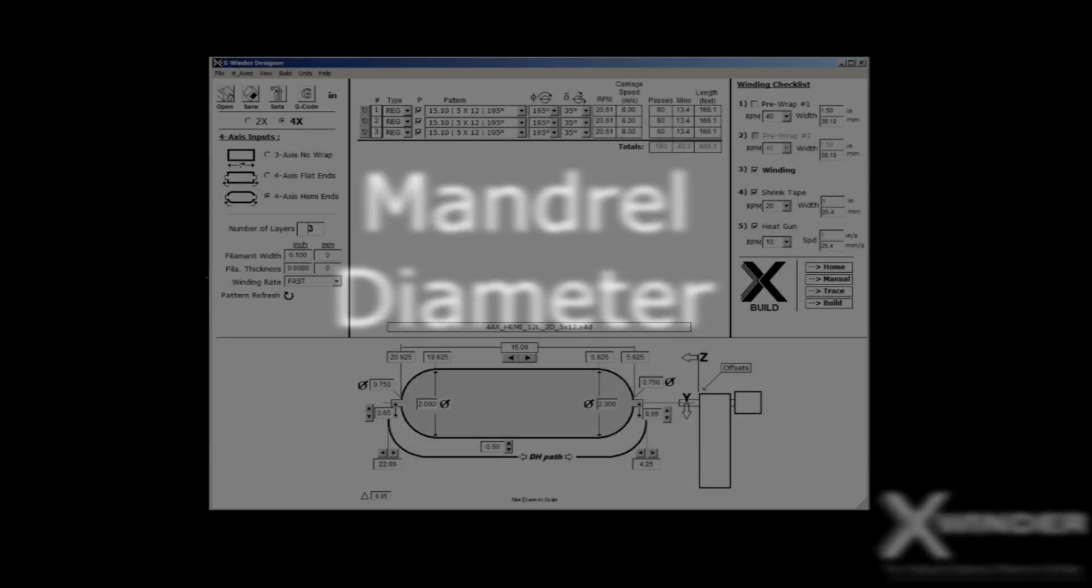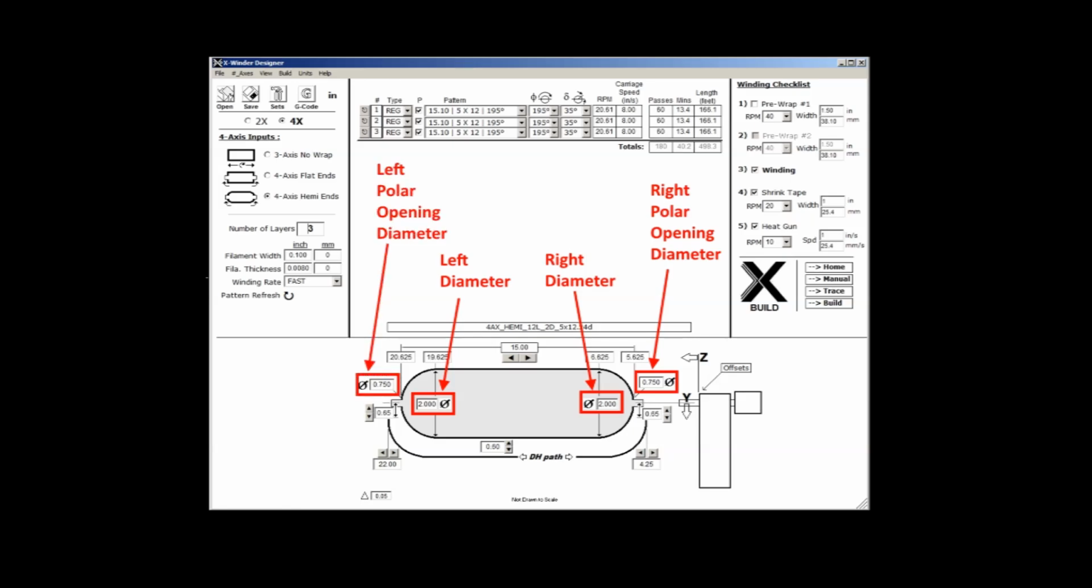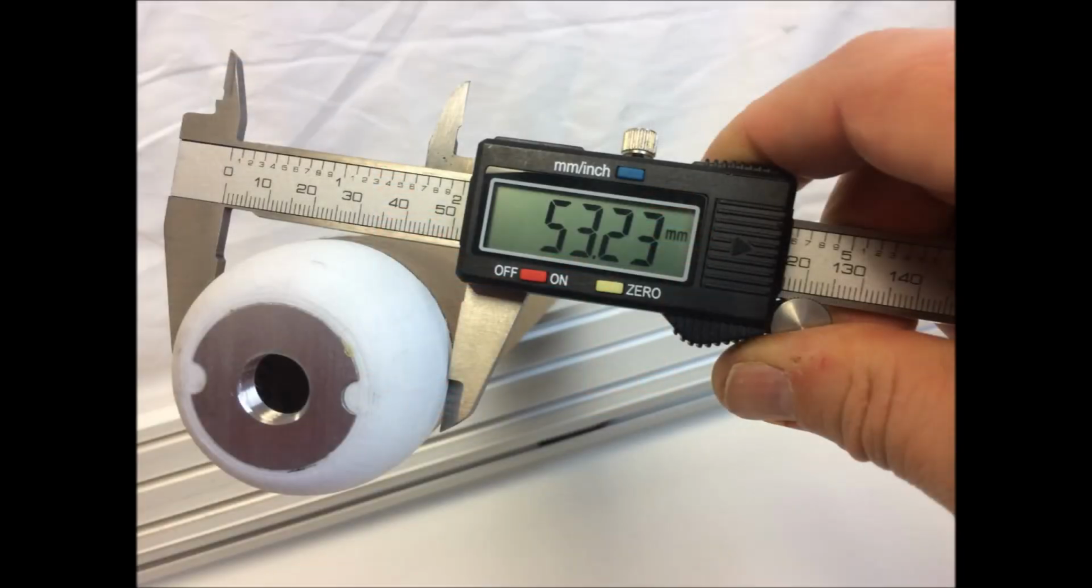Mandrel diameter. For the mandrel diameter, measure and enter the right and left mandrel diameters, as well as the diameters of the right and left polar openings. If you are winding a non-circular part, take the perimeter of that part and divide it by pi and use that as the diameter.